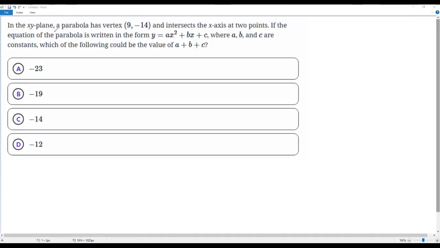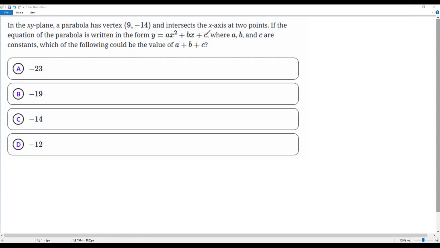Here we have the next problem. Okay, let's go to the question. In the xy plane, a parabola has vertex (9, -14) and intersects the x-axis at 2 points. If the equation of the parabola is written in the form y equals ax squared plus 2bx plus 2c, where a, b, and c are constants, which of the following could be the value of a plus b plus c? Here we have the vertex for the parabola, and the quadratic function is given in standard form.